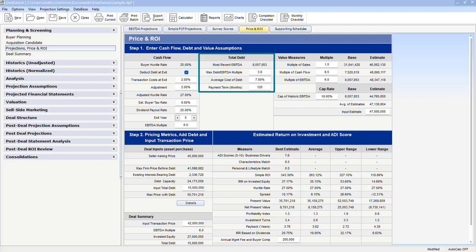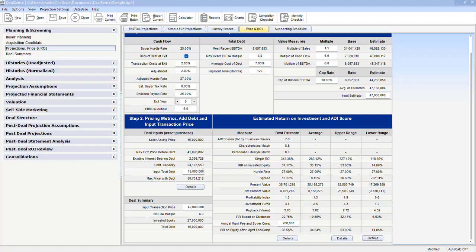These assumptions will be applied to the projected cash flows to estimate the maximum purchase price that can be paid and still meet the buyer's adjusted hurdle rate with debt in the deal. The planning and screening module includes a thumbnail valuation. Value metrics are based on assumptions for multiples of sales, cash flow, and EBITDA, along with capitalized historic EBITDA. These value metrics provide a frame of reference for selecting a price the buyer will consider paying for the business.